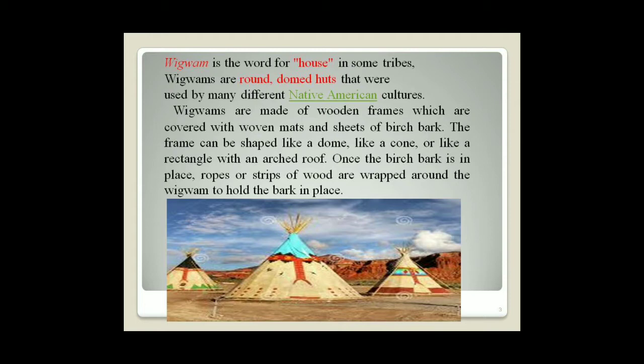The frame can be shaped like a dome, that is like a cone, or like a rectangle with an arc roof. Once the birch bark is in place, ropes or strips of wood are wrapped around the wigwam to hold the bark in place.